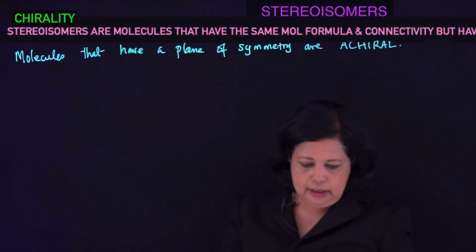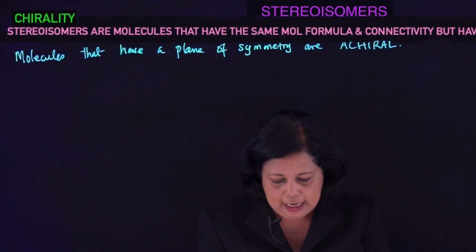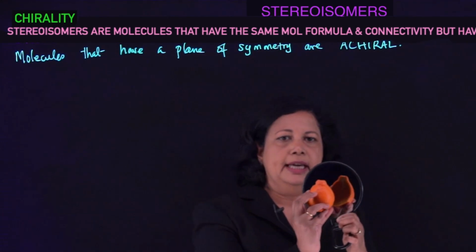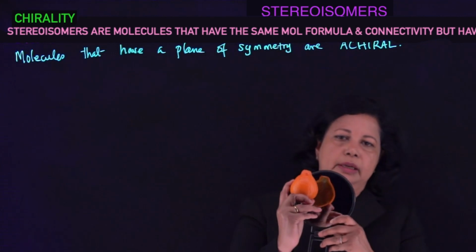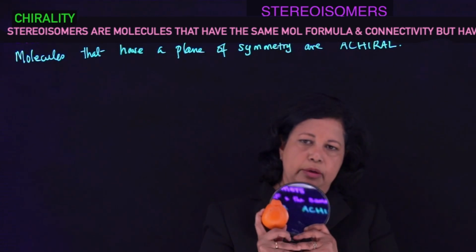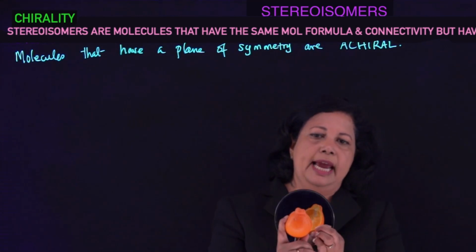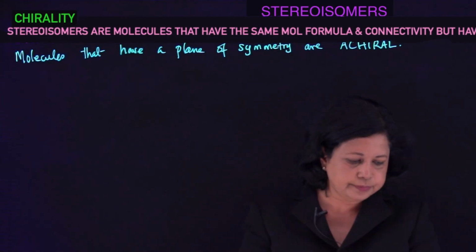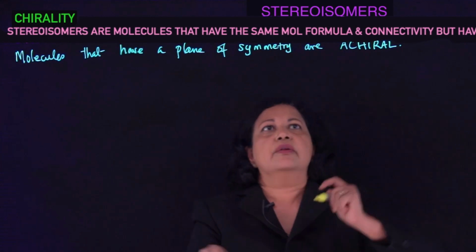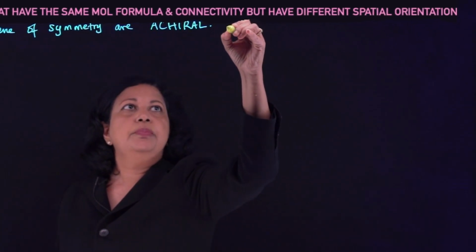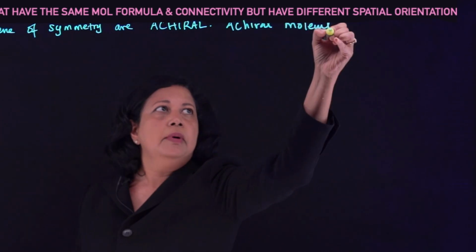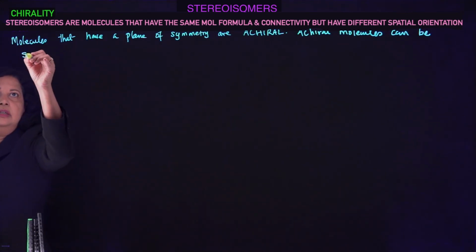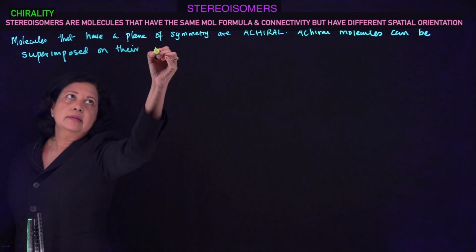And for example, you cut it in half and you can take that half and you take a mirror image of that, and you can superimpose that mirror image onto the object. So if this is your mirror image, the mirror image looks exactly like this, and you can see you can superimpose that. They're identical. So achiral molecules can be superimposed, overlaid on their mirror images.